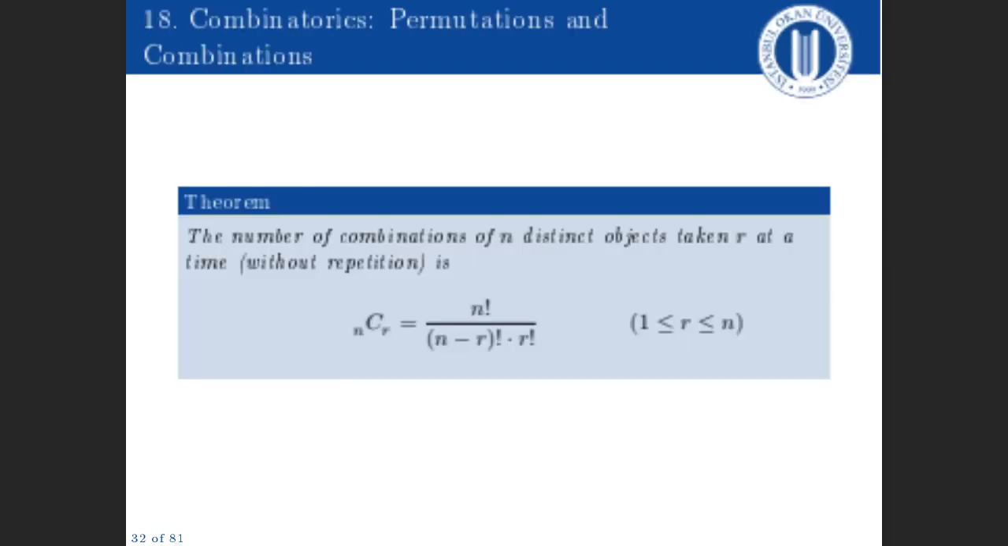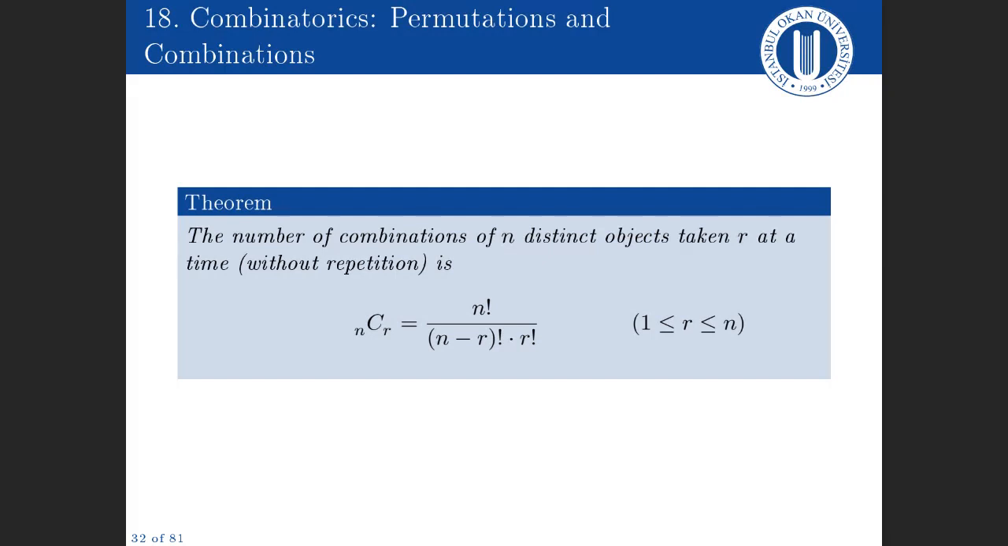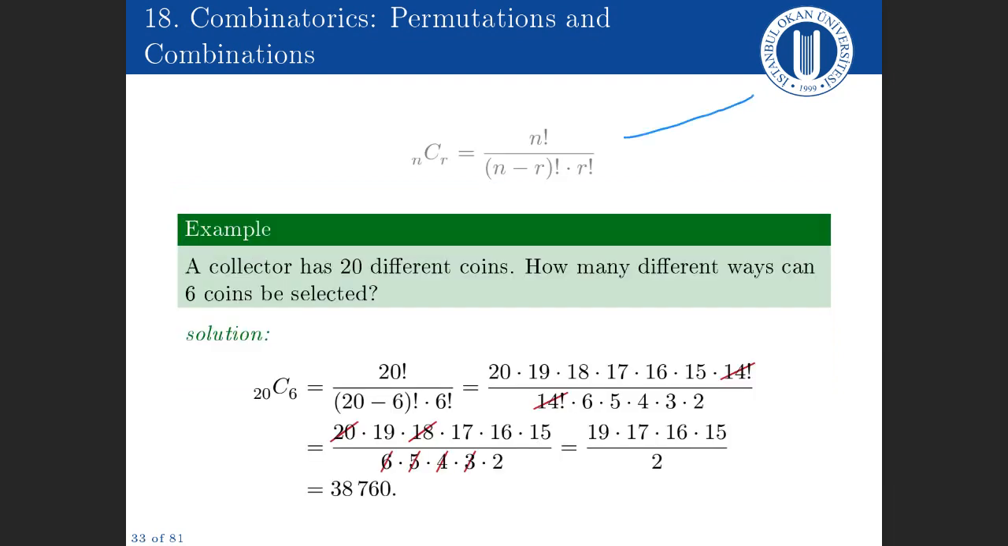Let's take the general formula. The number of combinations of n distinct objects taken r at a time without repetition, nCr, is n factorial divided by n minus r factorial, r factorial. I'm going to put this at the top of the next slide.